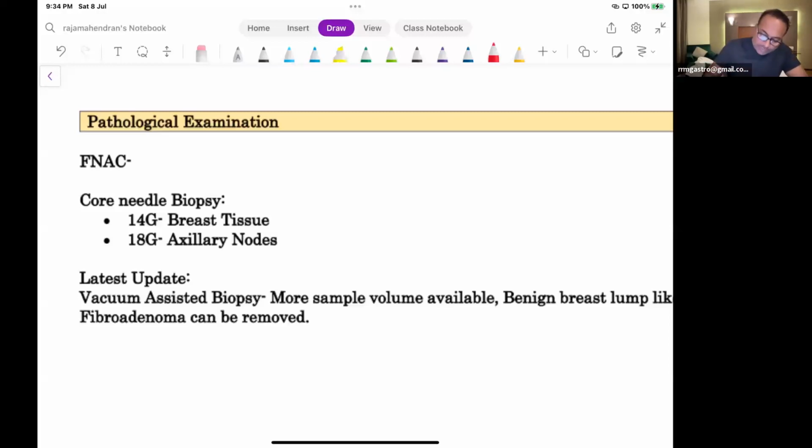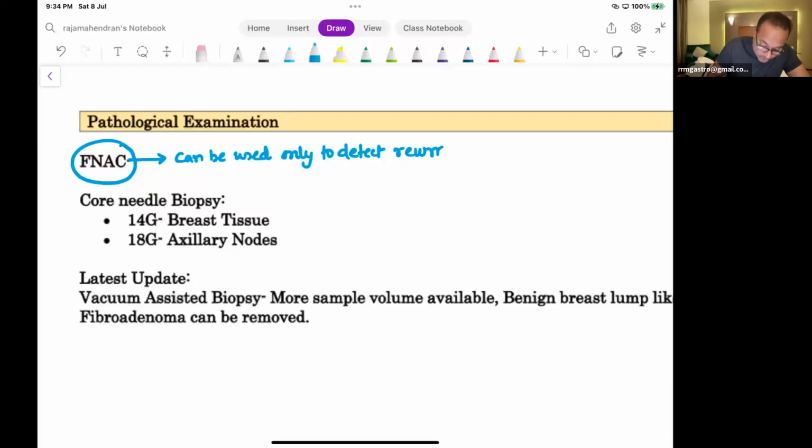Is there a role of FNAC now? FNAC is not even mentioned in the new Bailey. FNAC can be used only to detect recurrence. Otherwise, primarily, it is not helpful. It is not to be used. You should not use FNAC for primary detection.